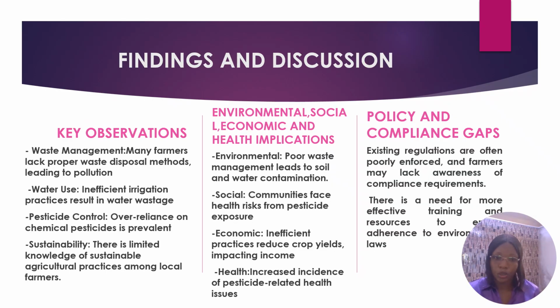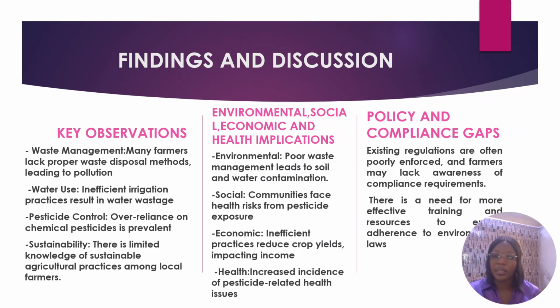My findings and discussion. I have my key observations, which are waste management: many farmers lack proper waste disposal methods, leading to pollution. And water use: we have inefficient irrigation practices resulting in water wastage. We have pesticide control: overreliance on chemical pesticides is prevalent. Sustainability: there is limited knowledge of sustainable agricultural practices among local members.